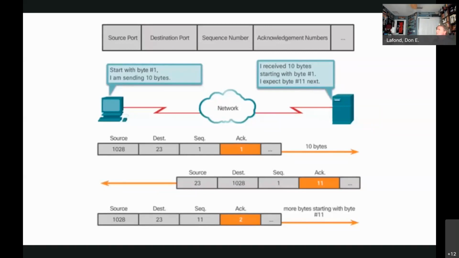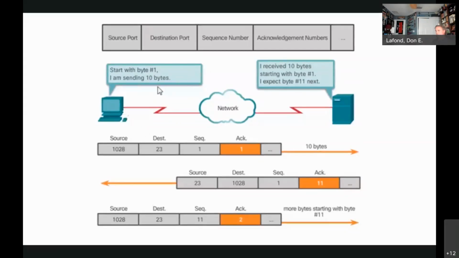So as the sending host sends bytes of data in TCP segments, the receiving host returns acknowledgements as it processes bytes received and frees up its buffers. We can see this depicted in this graphic. Let's start by reading the message from the sending host here. Start with byte number 1. I am sending 10 bytes. In this scenario, the 10 bytes is the window size.